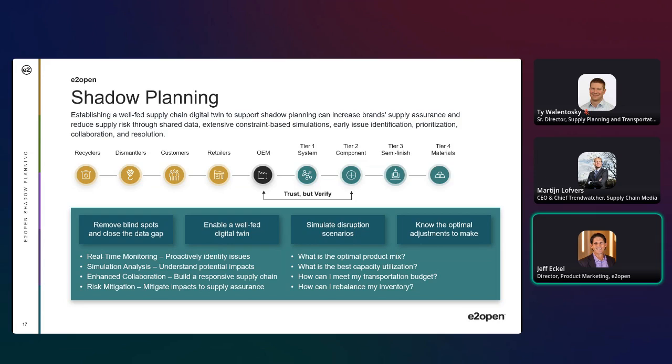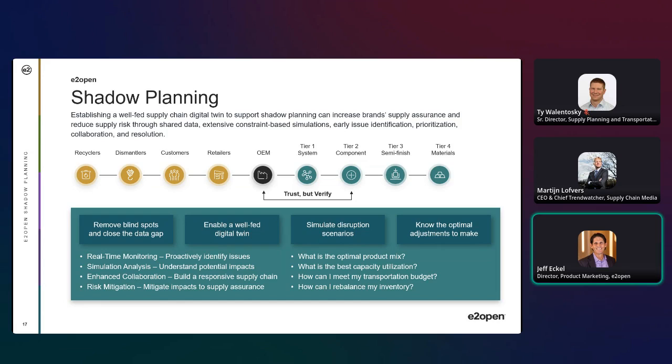And the output of this is really the ability to answer some of those key questions that Ty was asking. What's the optimal product mix based on this new information? What's the best capacity utilization? How can I meet my transportation budget, and how can I balance or rebalance my inventory?